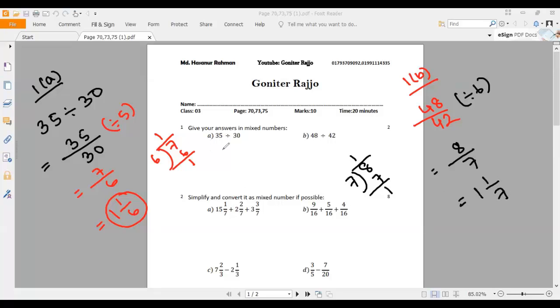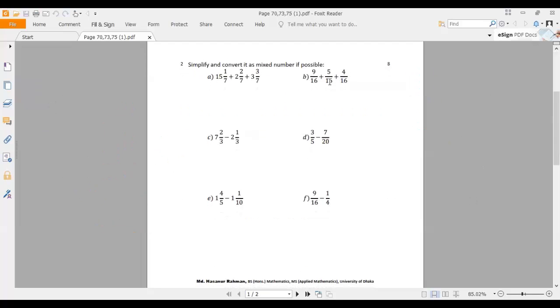So at number 1A, the answer is 1 whole 1 by 6. At number B, the answer will be 1 whole 1 by 7. Okay, you have to write your answer in this way. Now, number 2. Number 2 says, simplify and convert it as mixed number if possible. So how can you solve it?